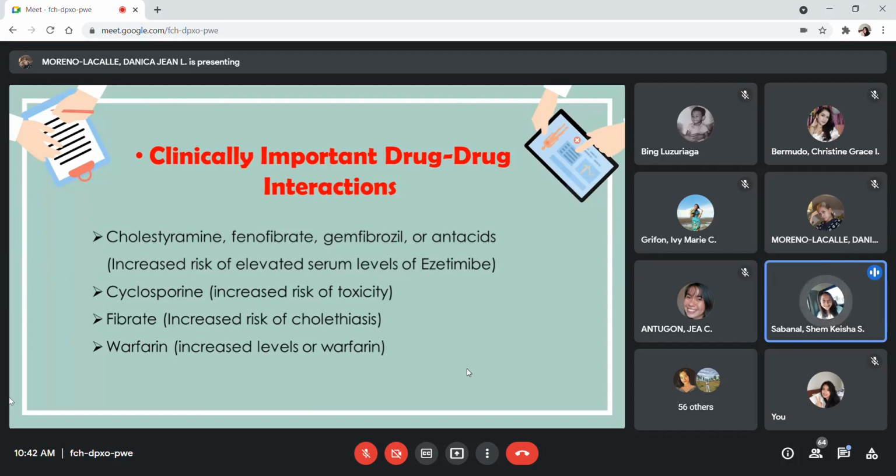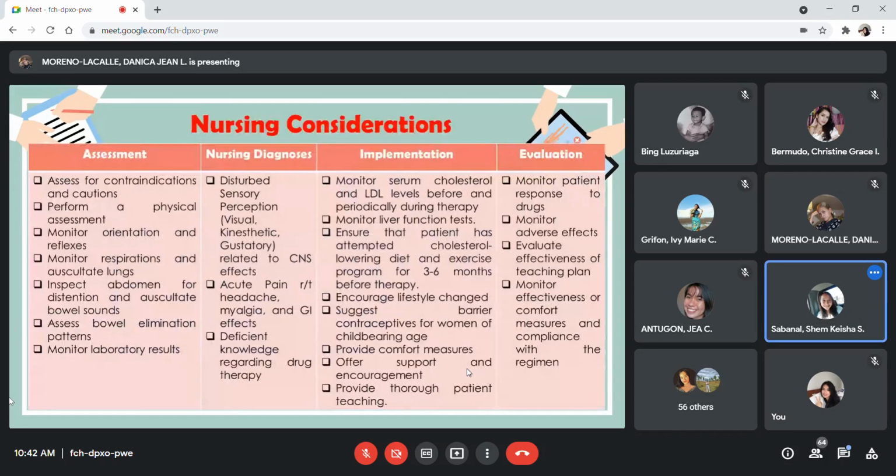So next slide, please. So we have our nursing considerations. We have the assessment, diagnosis, implementation, and evaluation all in one table, so you can take a screenshot and read on those. Next slide.